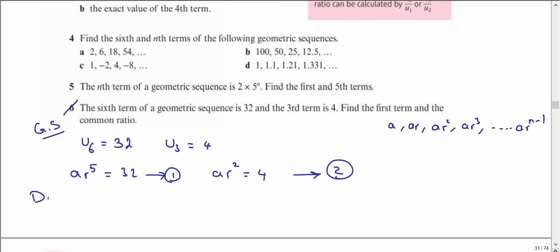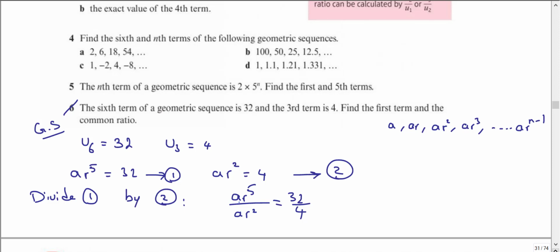And then we do what? We divide. Always, Adam, always in a geometric sequence, we divide. There isn't any other way. We divide the big power by the small power. Which one is big? R power 5 is bigger than the smaller one, R power 2. So divide 1 by 2. So dividing 1 by 2, you get AR power 5 divided by AR power 2 equals 32 divided by 4. The reason for the division, Adam, is to cancel out one of the variables. Now we have A and R, two unknowns.